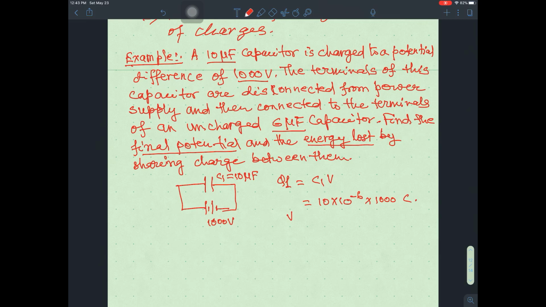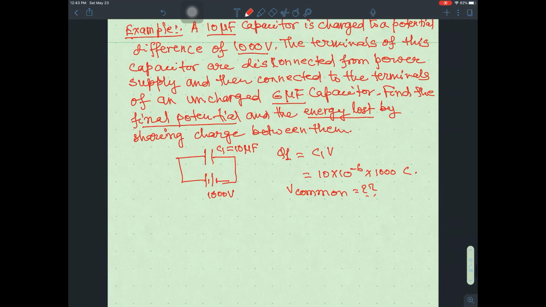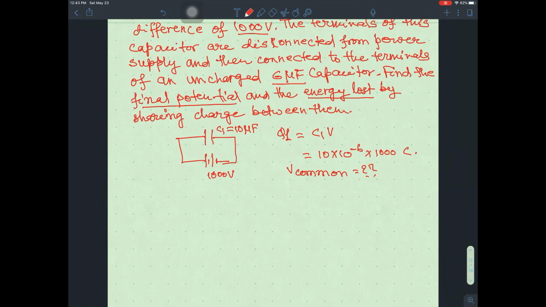Now we have to find first V common, V common is equal to question mark. So this capacitor is removed after getting charged, and it is connected with another capacitor of 6 microfarad. So this is 10 microfarad and this is your 6 microfarad.